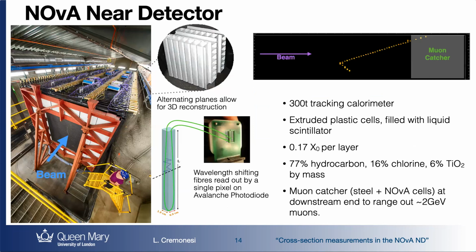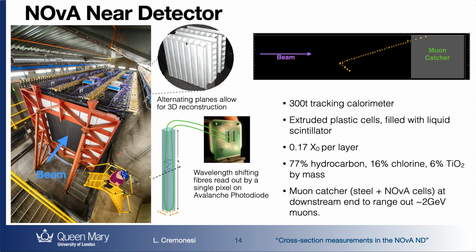So I told you how to produce neutrinos. I told you how many protons on target we collected. Now, how do we detect the neutrinos? So we detect them with our NOvA detectors, and we use the near detector for this analysis. The near detector is made of, so you can see it right here on the left. The beam is coming from this sort of blue direction. You can see a person here for size comparison.